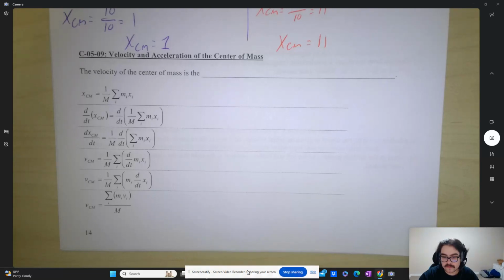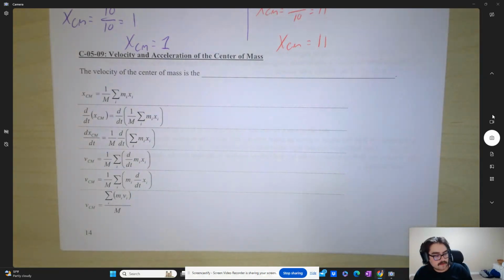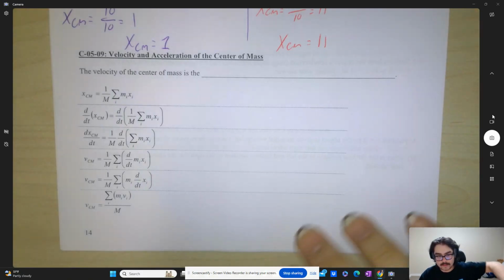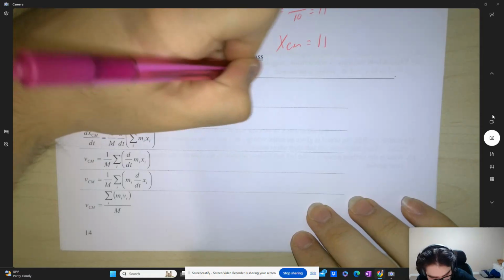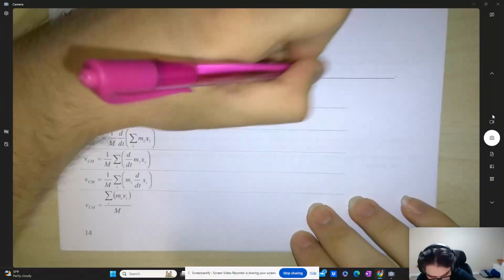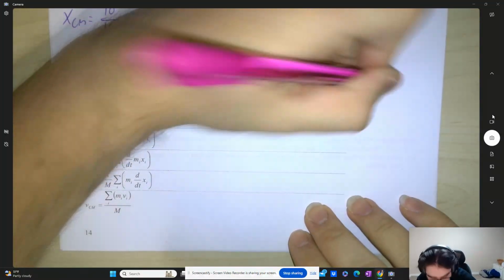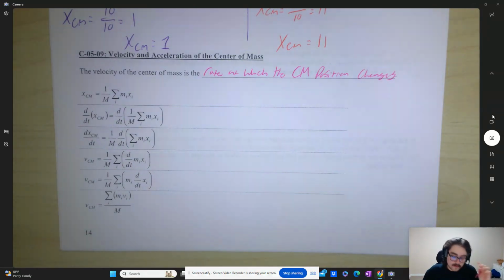Okay, this is velocity and acceleration of center of mass. This is where things get a little bit more challenging, okay? Last year we learned a little bit about the center of mass and how it moves. Now you're going to learn a little bit more in depth about it. The velocity of the center of mass is simply the rate at which the center of mass position changes. Okay, so if the center of mass can move, this is the rate at which that position changes.